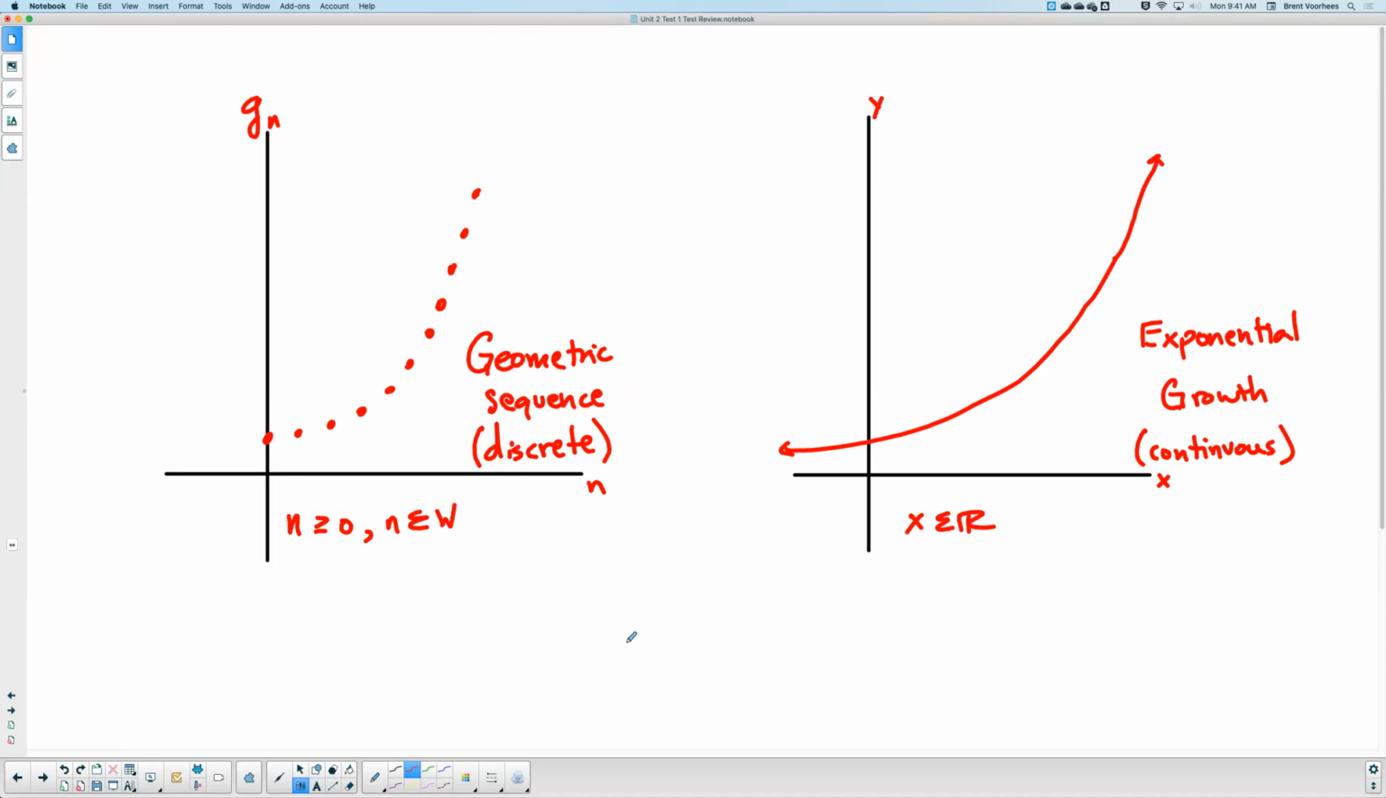One more time, what is arithmetic similar to? Linear. Linear, and the same difference between them. Linear is continuous. Arithmetic is discrete, and its n values are greater than or equal to 0.